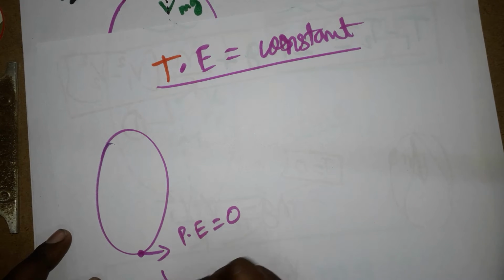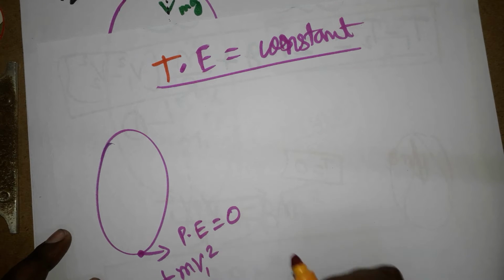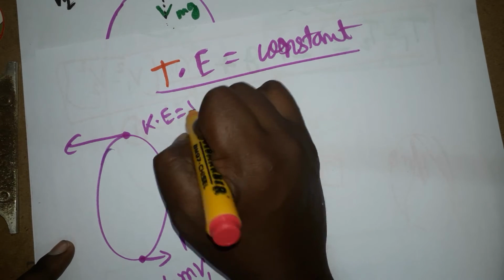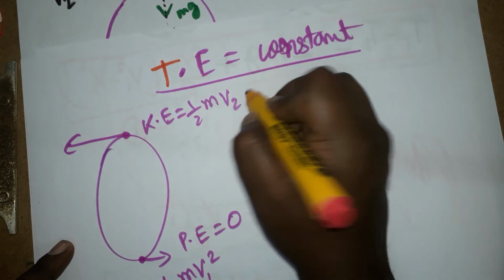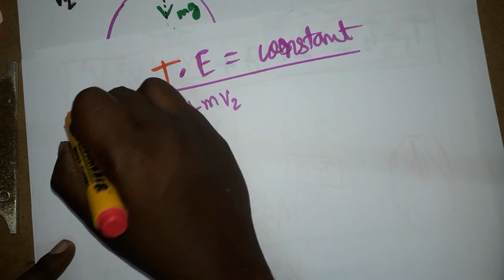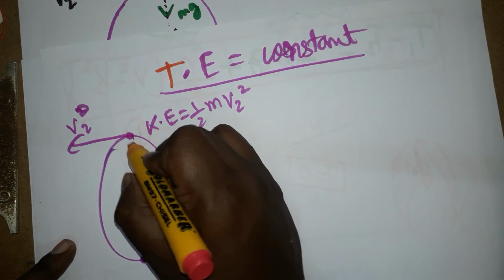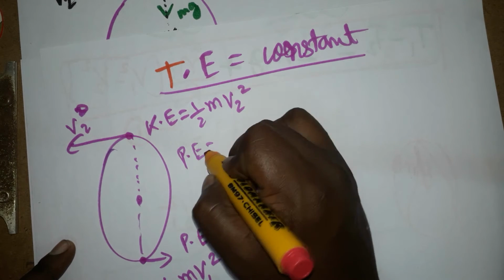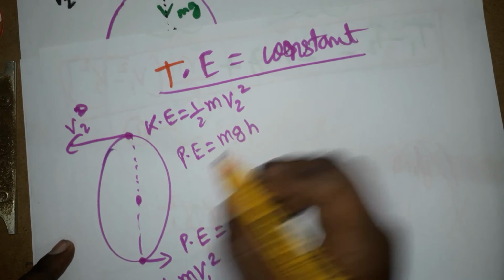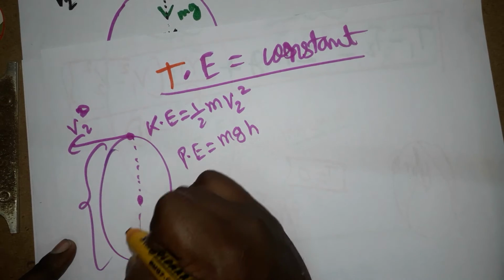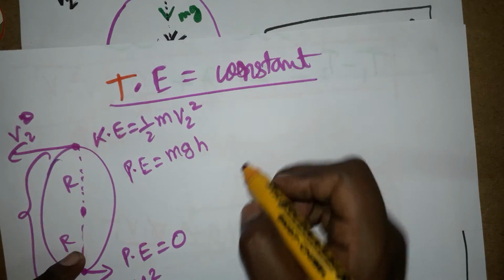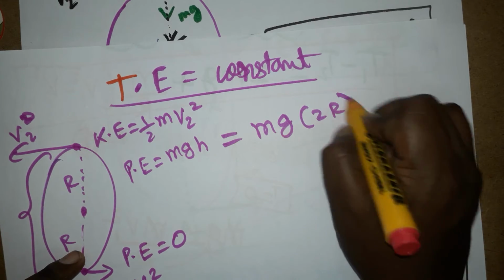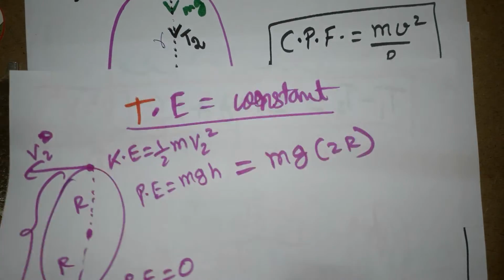Okay, kinetic energy is equal to half mv1 square. At this point, okay, kinetic energy is equal to half mv2 square, because here the v2 velocity, v2 square we will get. Okay, but here potential energy is there. Okay, potential energy formula, potential energy is equal to mgh. Here height is going to be 2 times of r. Potential energy is equal to mg 2r, we will get.